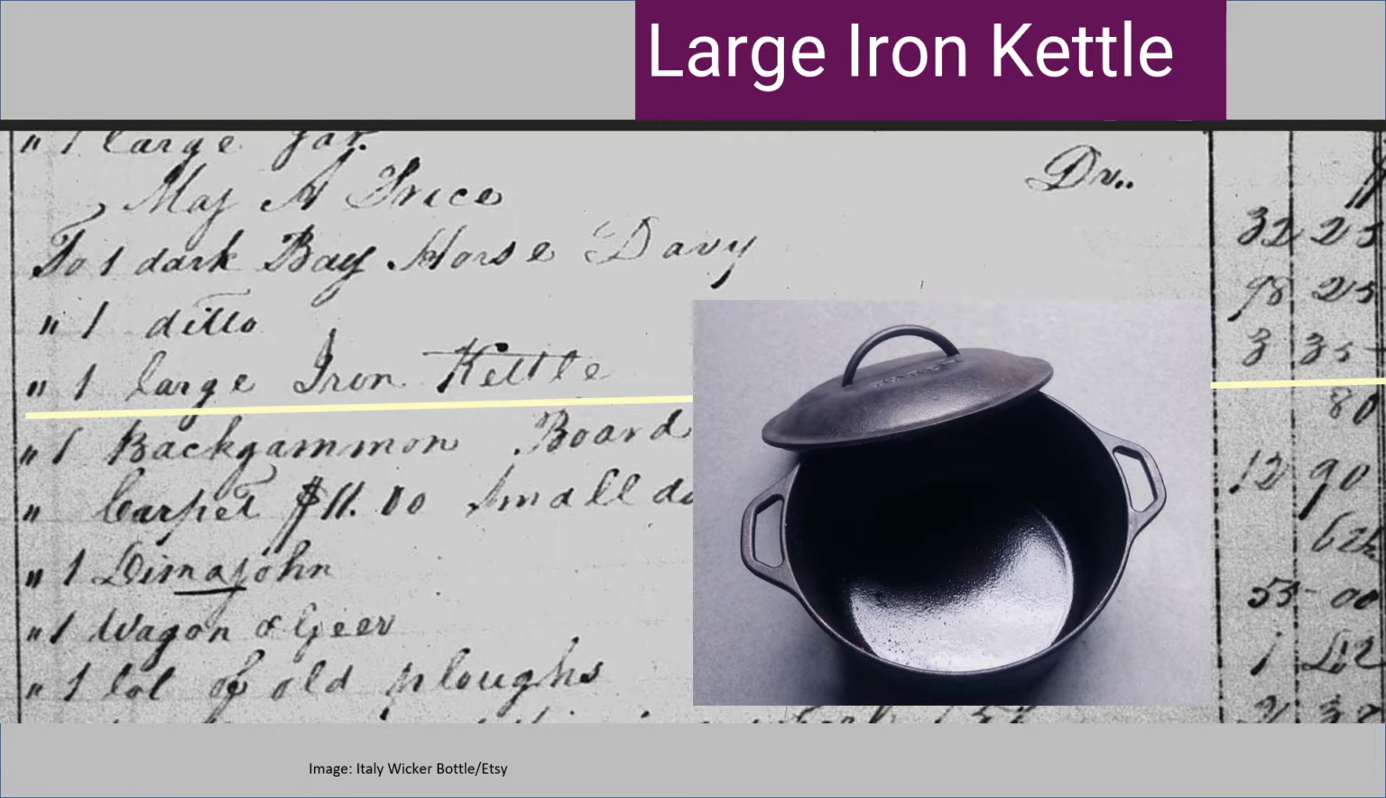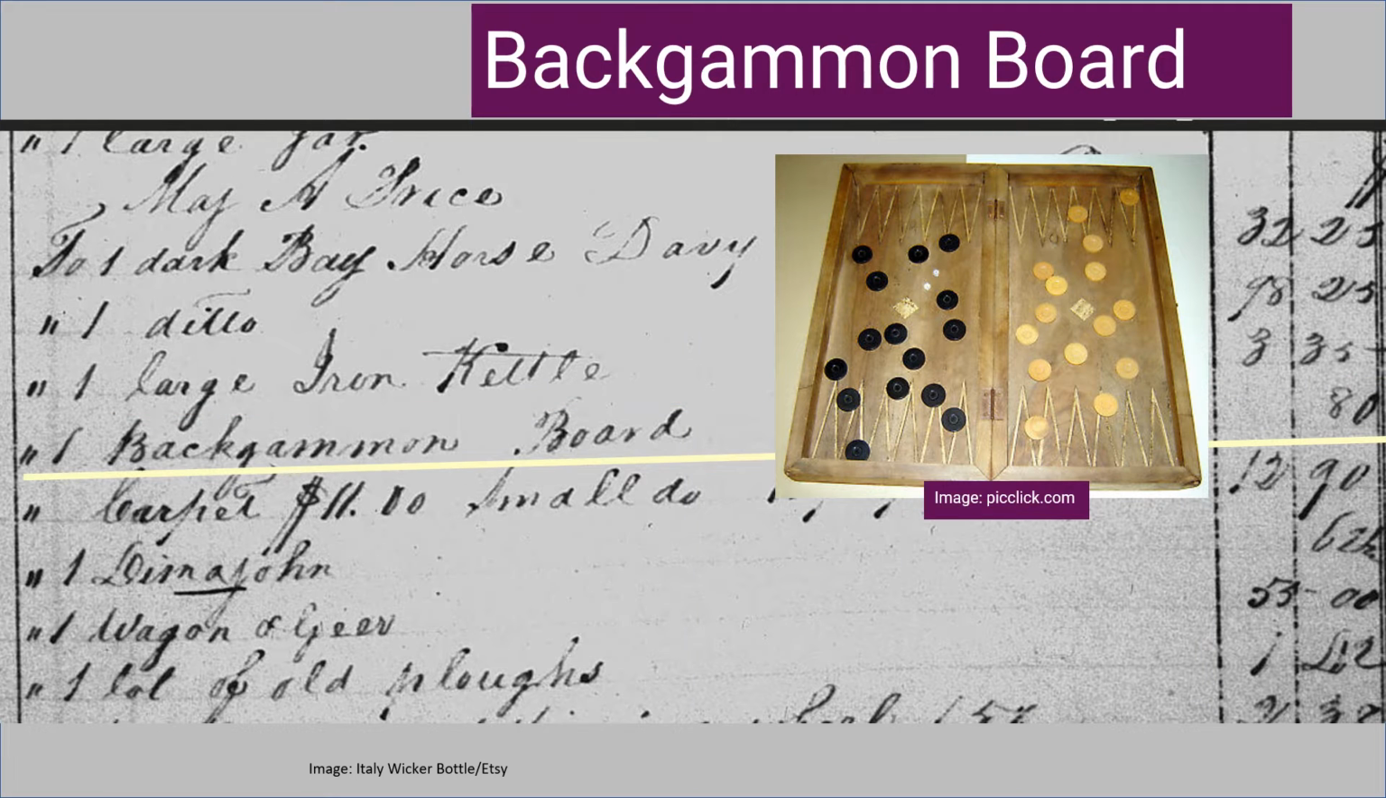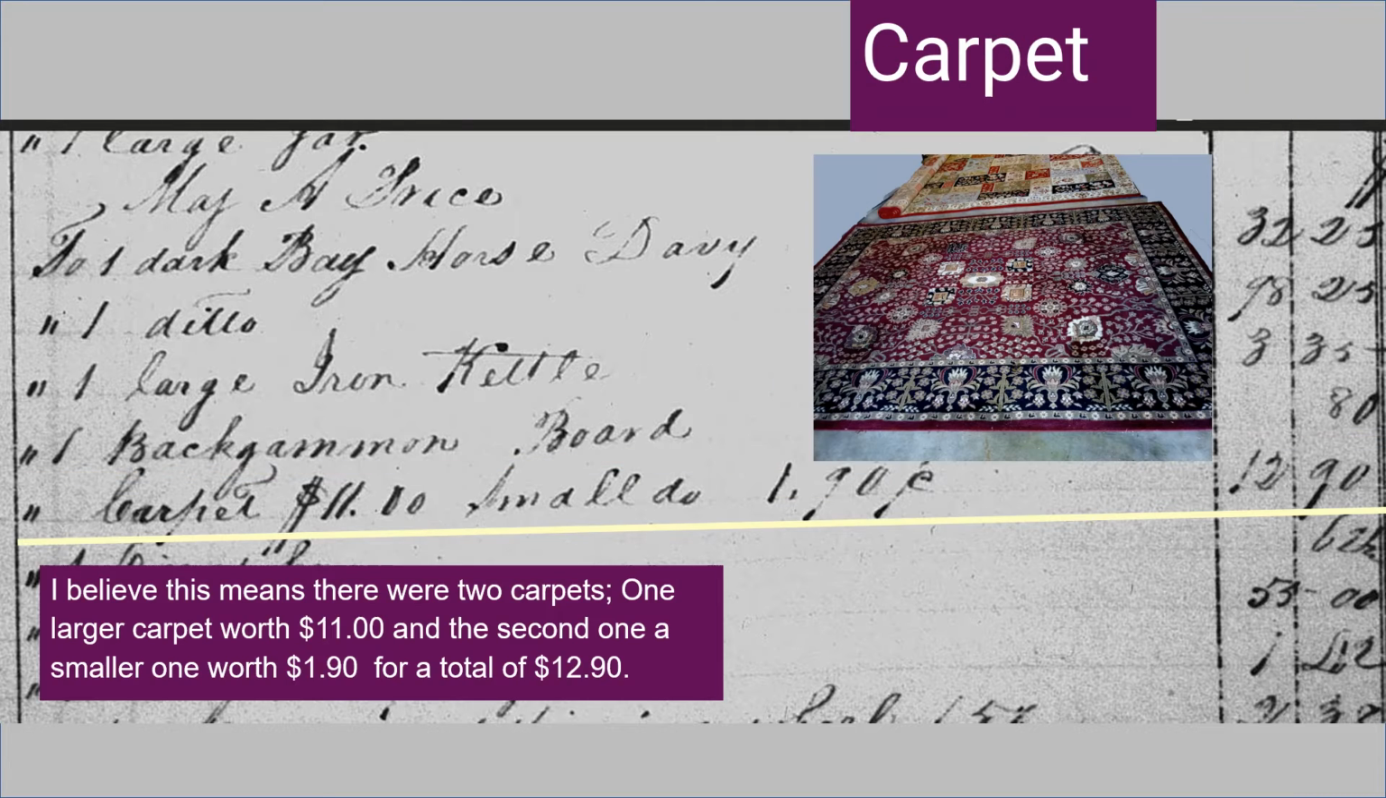Large iron kettle. Backgammon board. This item helped me know that this person liked to play games, and these people did have time to play some games. It was not all work. Carpet. I believe this means there were two carpets. One large carpet worth $11, and the second one, a smaller one, worth $1.90, for a total of $12.90.